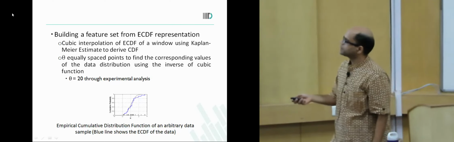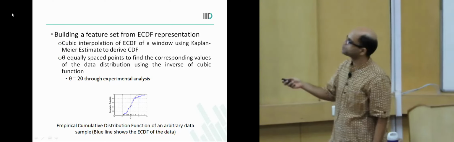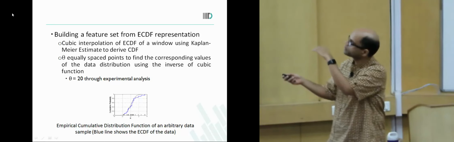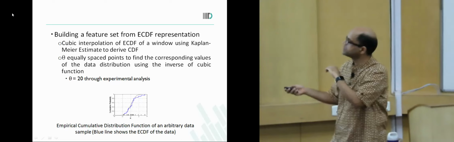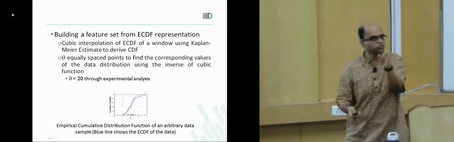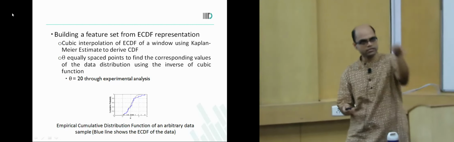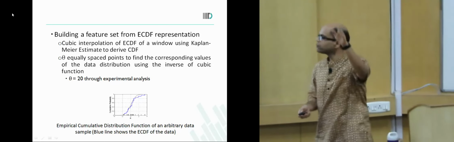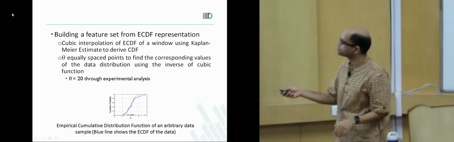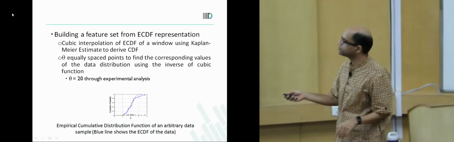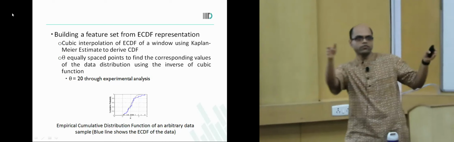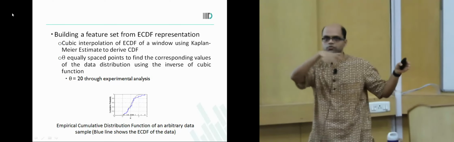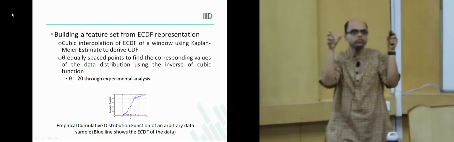Okay? And then what we do is we do a cubic interpolation of this blue line, which is the ECDF, and derive a CDF out of this. So we move from ECDF to CDF, that's the gray smooth curve. And now with that gray smooth curve of the CDF, we divide it into 20 equal sizes, right? And that kind of gives us the whole distribution in terms of 20 dimensions. And we take those numbers.